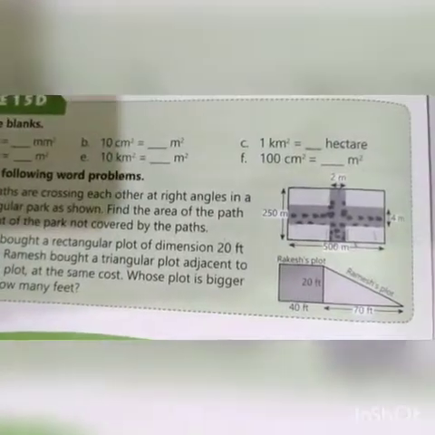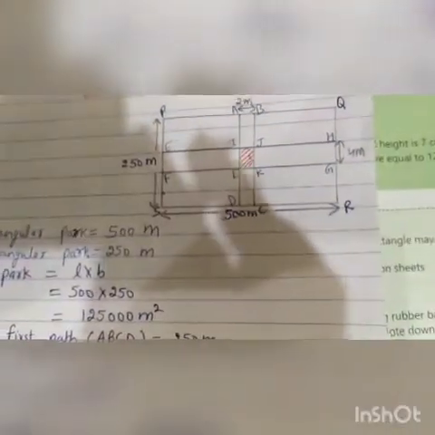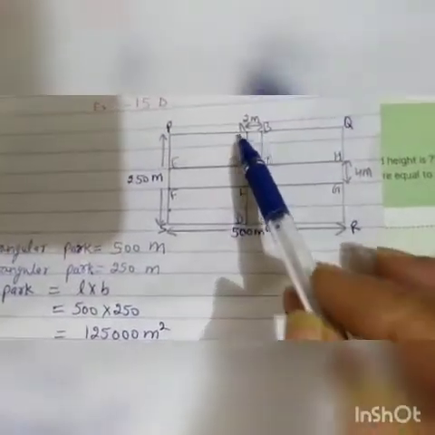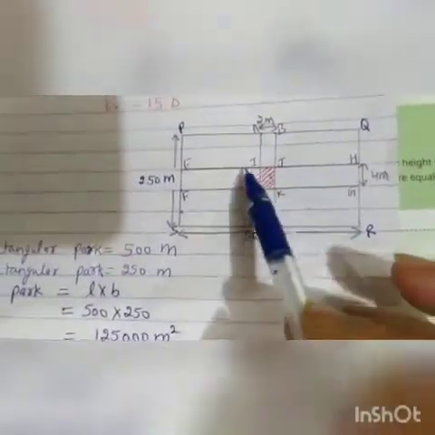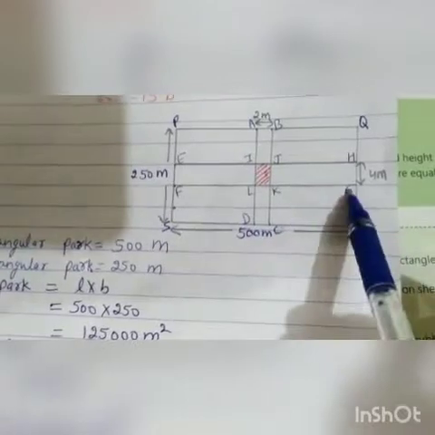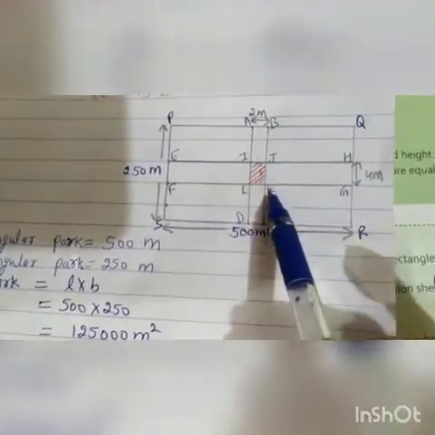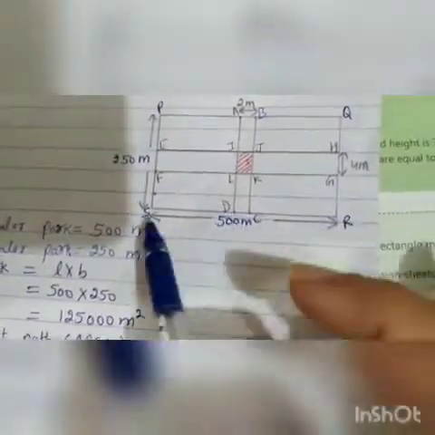So how can we find out? See, I have drawn the figure here and I have labeled it as A, B, C, D, E, F, G, H, I, J, K, L, P, Q, R, S.